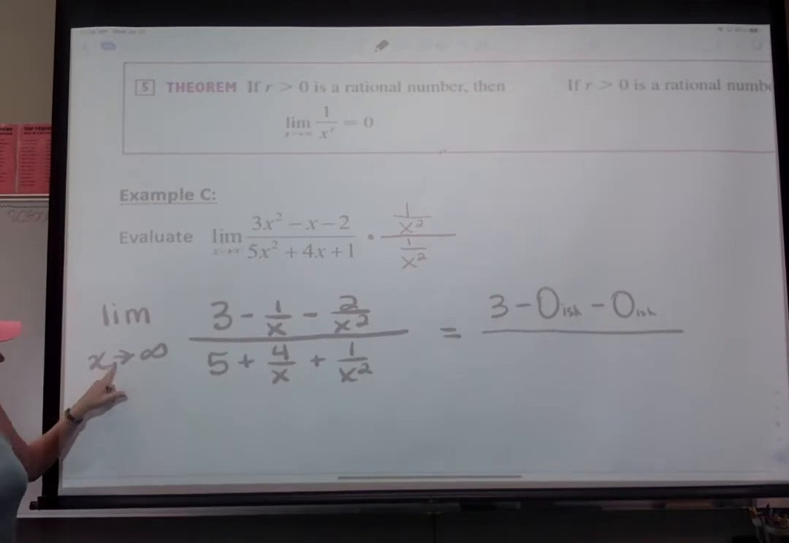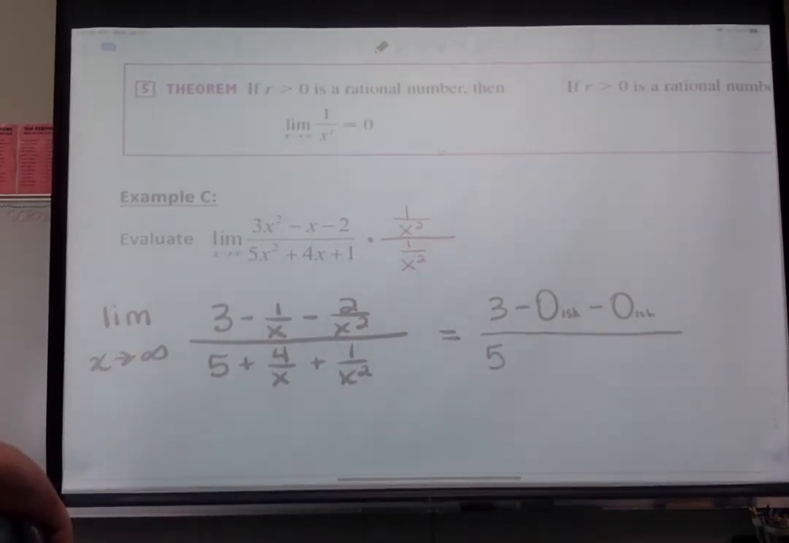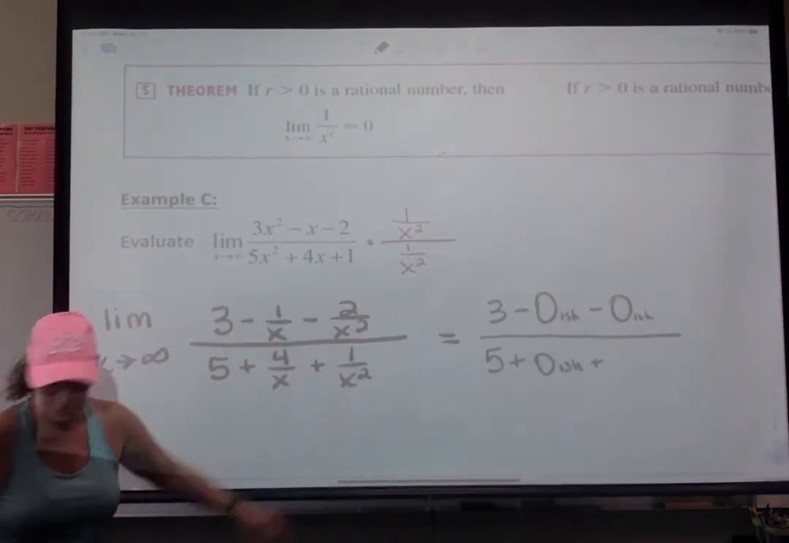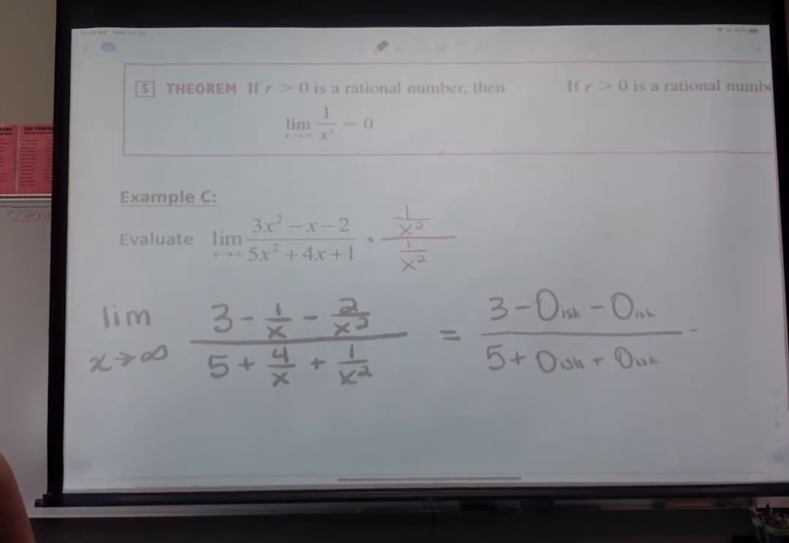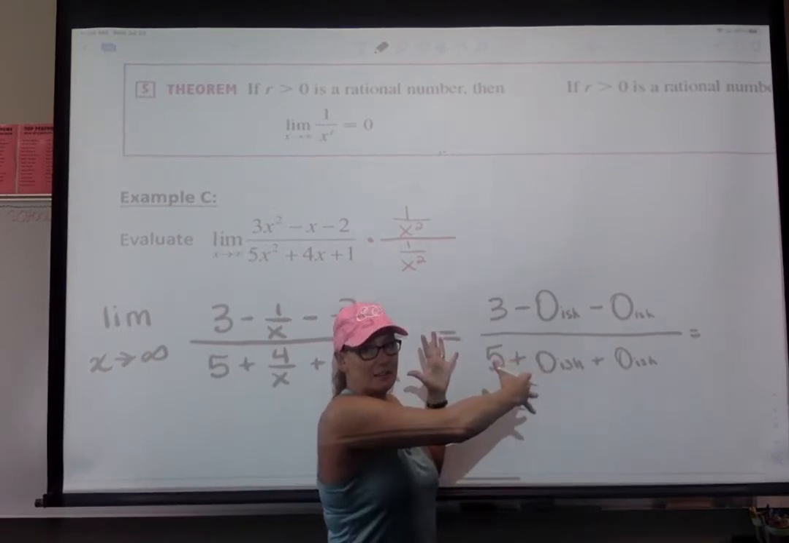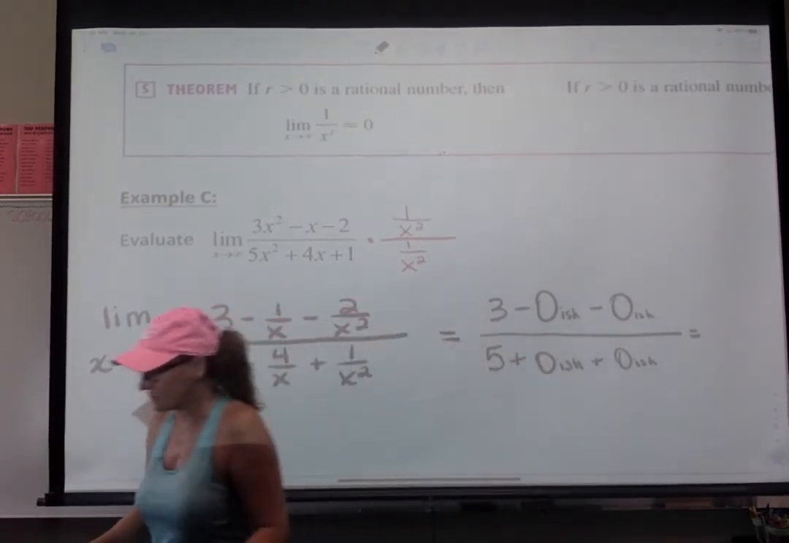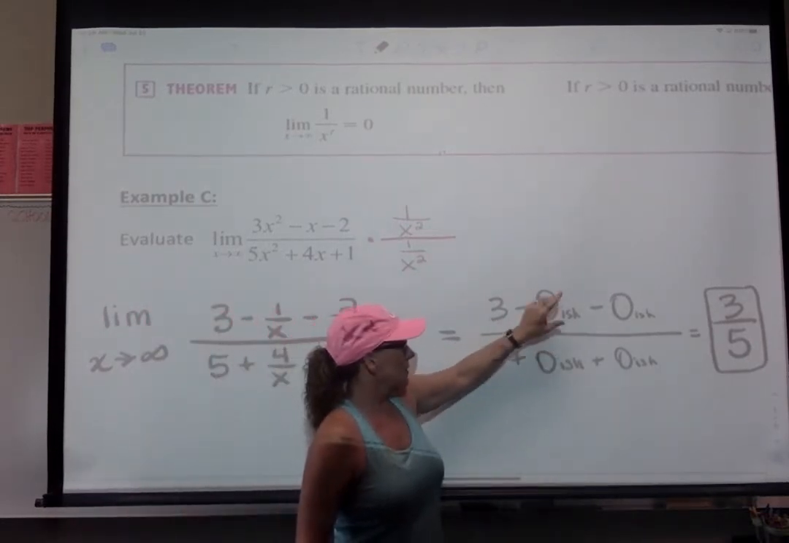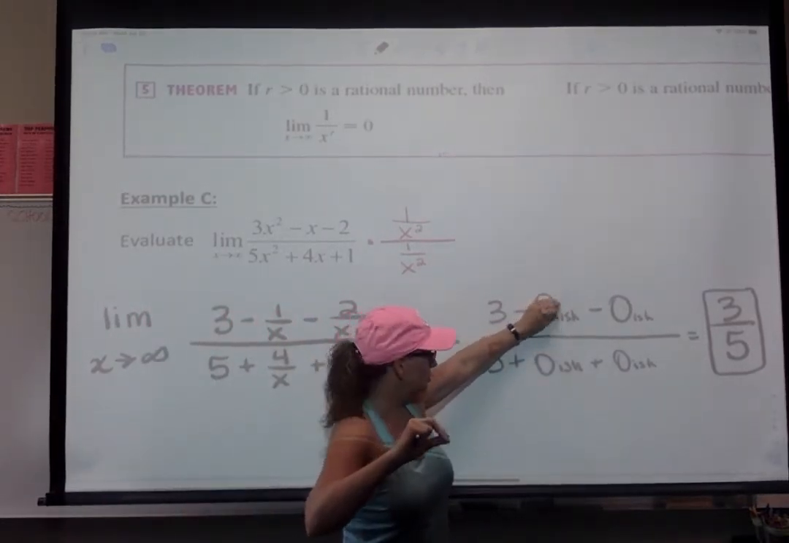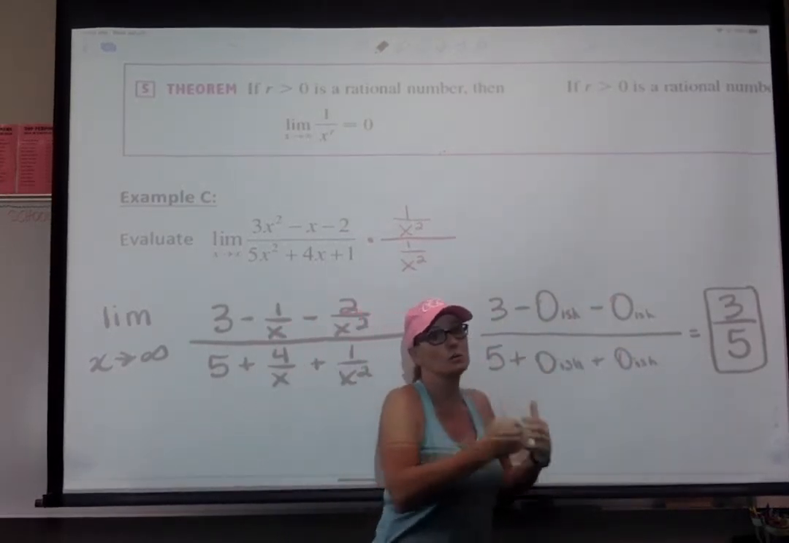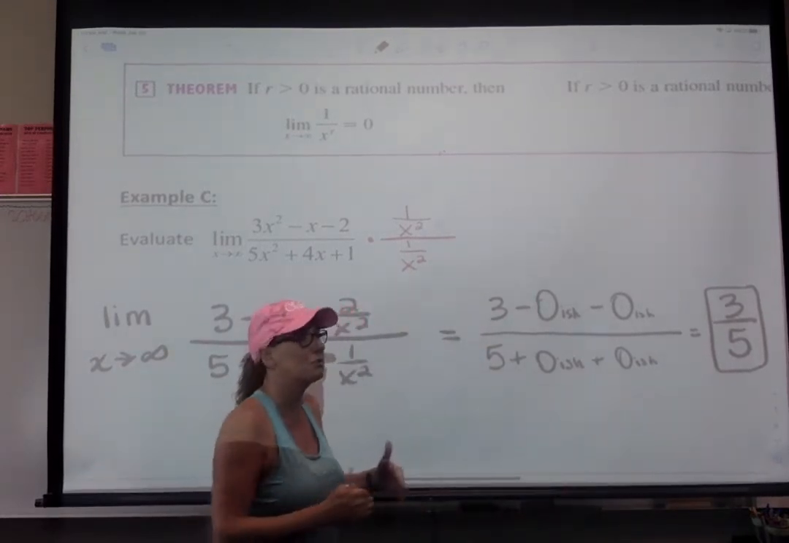Let's do the bottom. The limit of a constant is 5 plus. This is headed towards 0. This is headed towards 0. Where is this headed? It's headed toward 3/5. Is it ever going to get there? No. These are still going to be numbers. They're just going to be like super tiny number, super tiny number. But this whole fraction is getting close to 3/5. It's approaching 3/5.